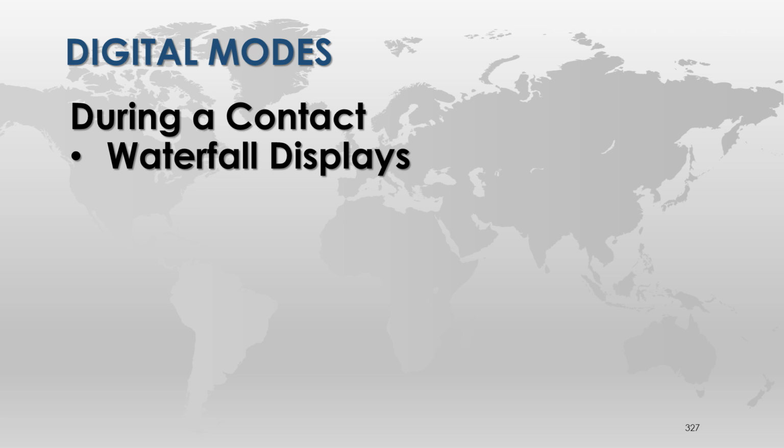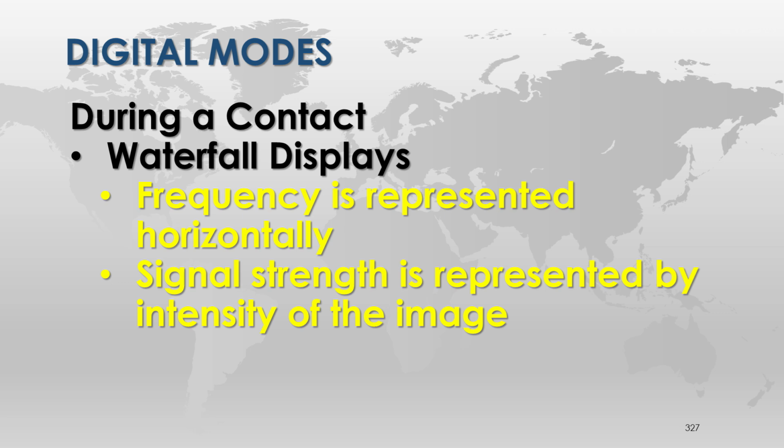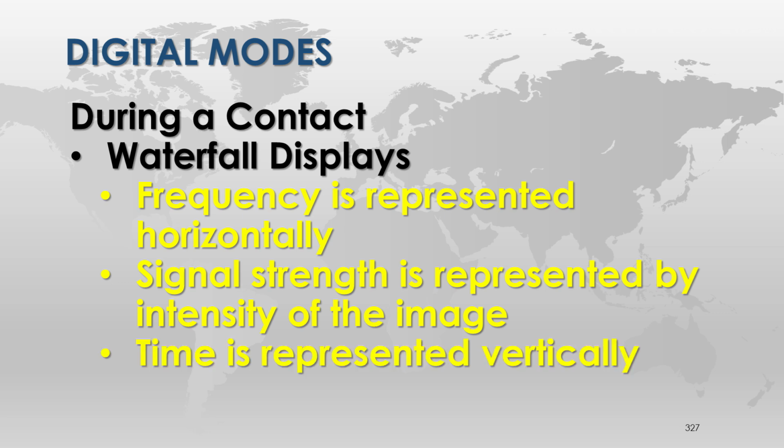So, waterfall displays. The frequency is represented horizontally on a waterfall, and the signal strength is represented by the intensity of the image. On most of them you can set the color, but red is generally the hottest signal coming in. And time is represented vertically.